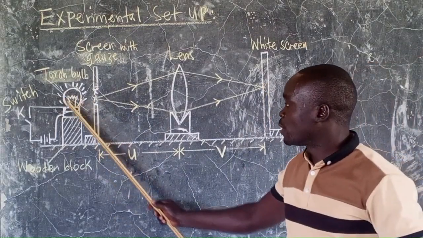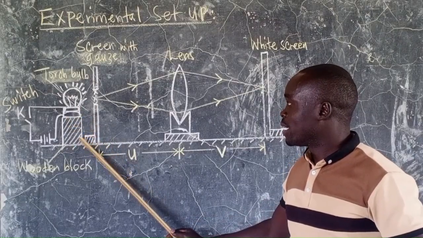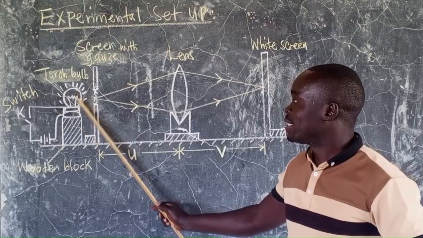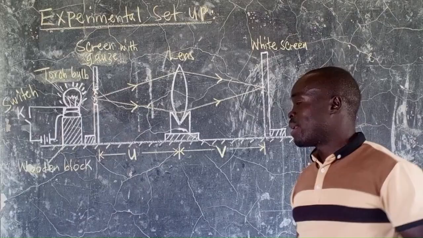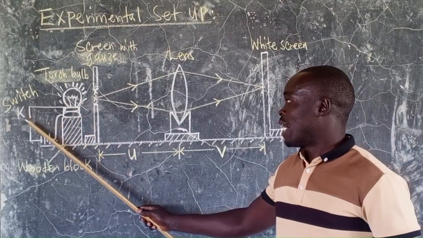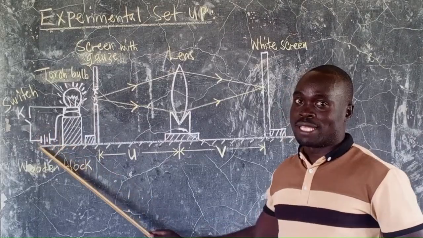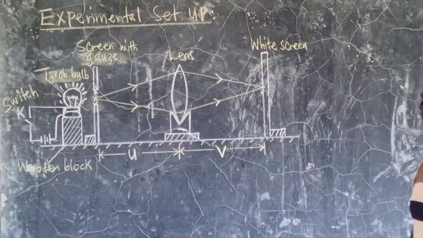Then this torch bar is put on the wooden block, such that it will help to raise the height of the torch bar to be in line with the wire gauge. Then this bulb is connected to the switch and also connected to the dry cells. So this one is how our experiment will be.